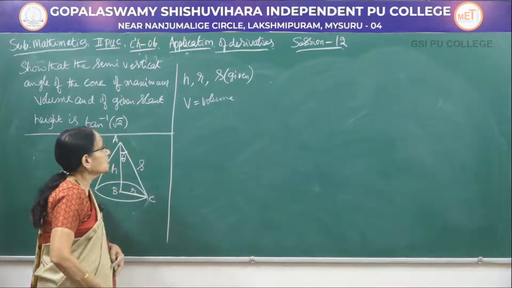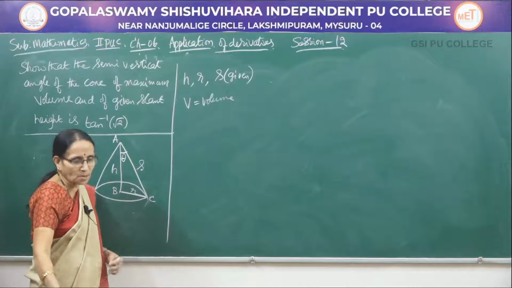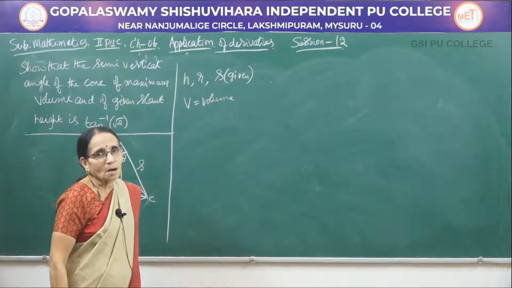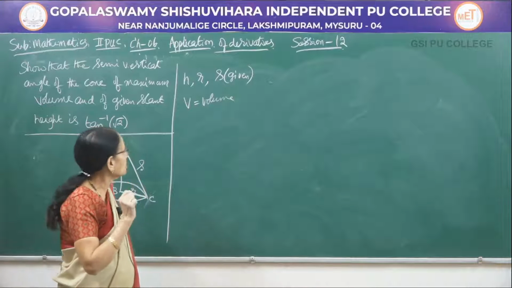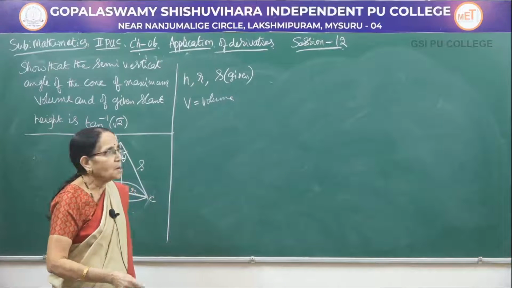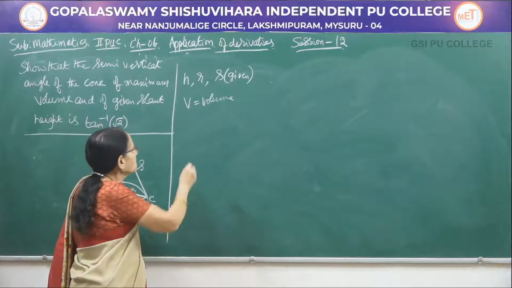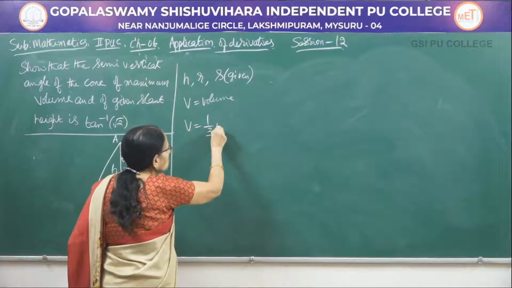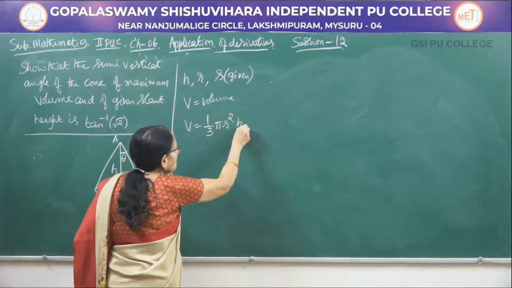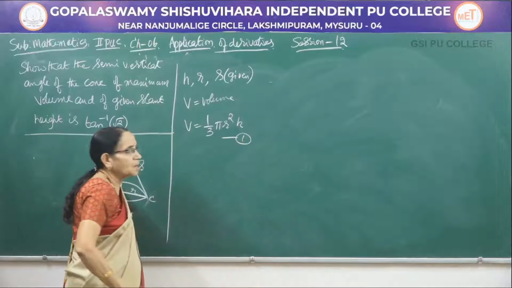Now, what is the volume of a cone? It is 1 by 3 pi r square h. For a cylinder it is only pi r square h. For a cone it is 1 by 3 pi r square h. Now let me write that. We know that V is equal to 1 by 3 pi r square h. Let me write it as result 1.